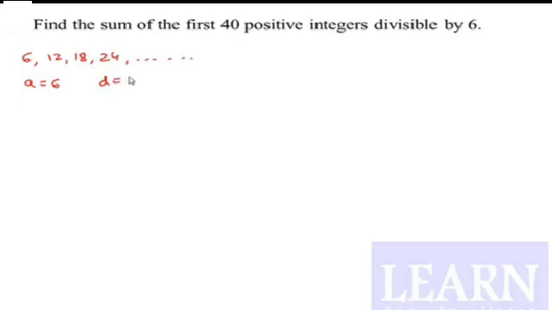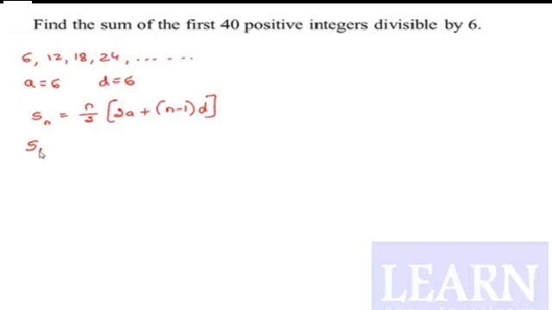Since it is a multiple of 6, d is also 6. Now we have to find the sum of 40 terms. How to find the sum of 40 terms? Before that, we'll write the formula for Sn. Sn is equal to n by 2 into 2a plus (n minus 1) into d.